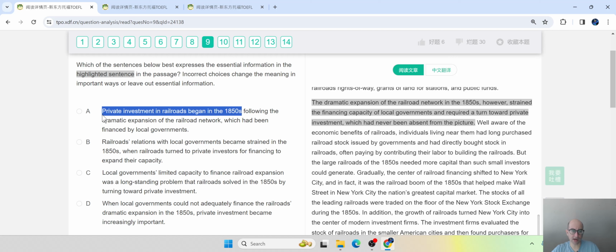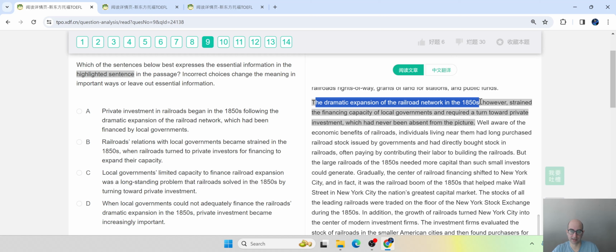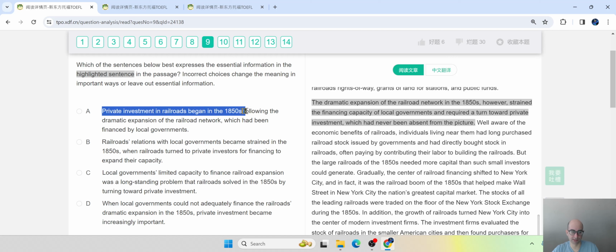All right. So right off the bat, I can notice that there's incorrect information here. So this date actually helped me. This doesn't always happen in every single situation, but since we have a date here, it can be pretty useful. So they didn't actually say private investment began in the 1850s. They actually said the dramatic expansion of the railroad network in the 1850s did this, okay? So they're changing and manipulating the information, and a lot of the incorrect answer choices do that, so just be aware of it.